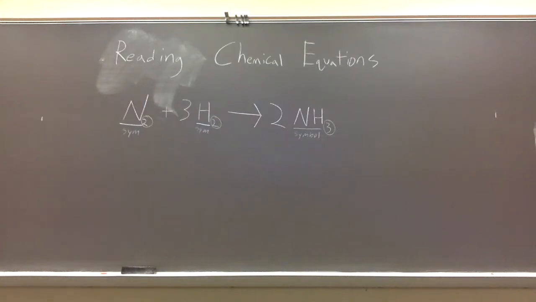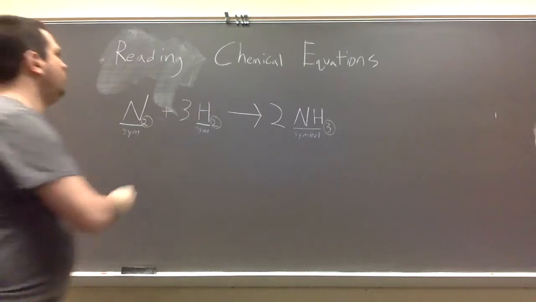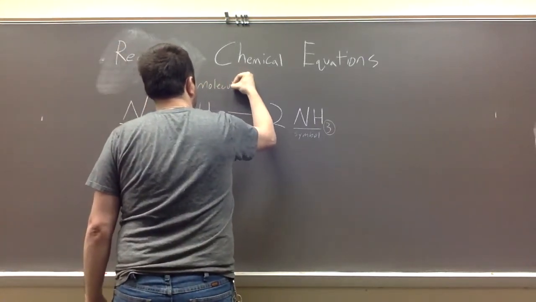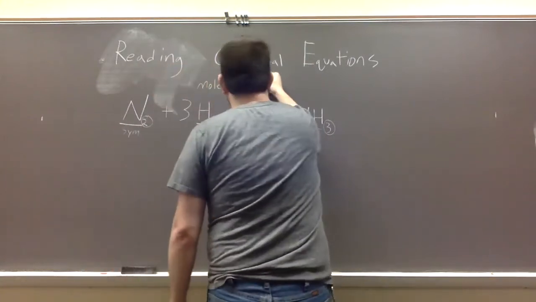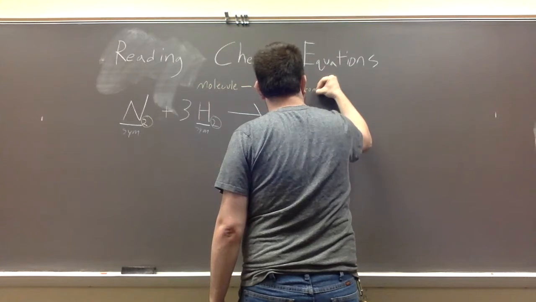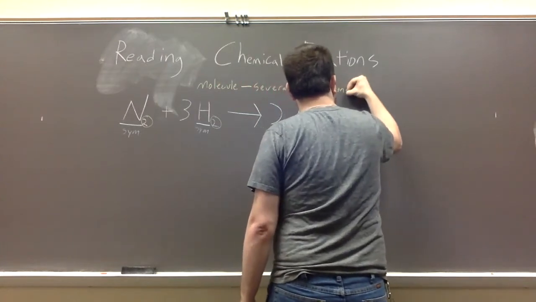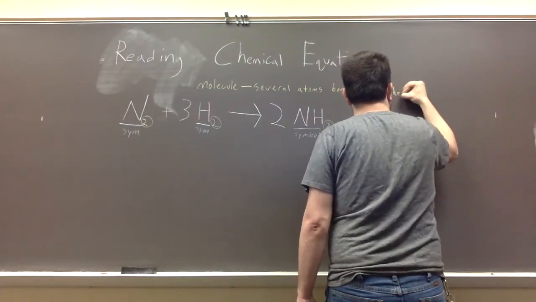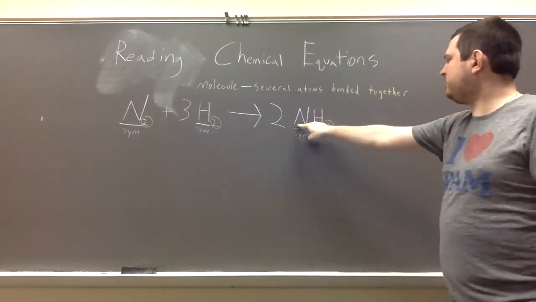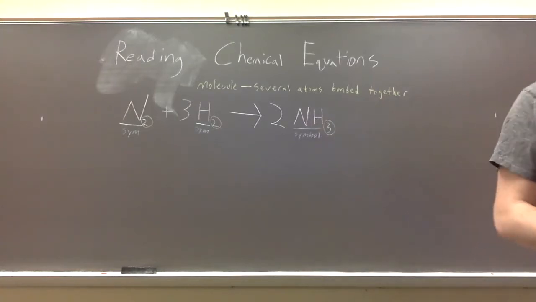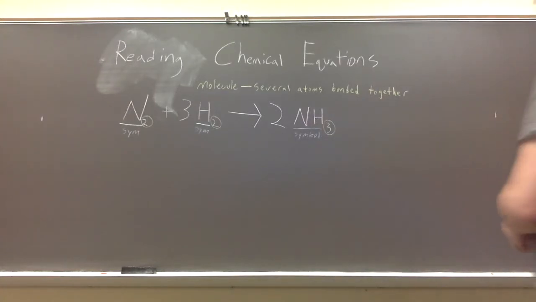This is the number of atoms in a molecule. Now, you might ask, what is a molecule? A molecule is several atoms that have bonded together. So, this right here is a molecule of ammonia. 1 nitrogen and 3 hydrogen.